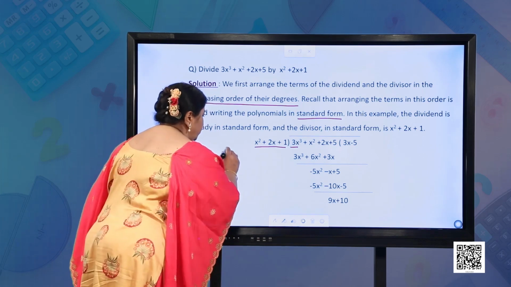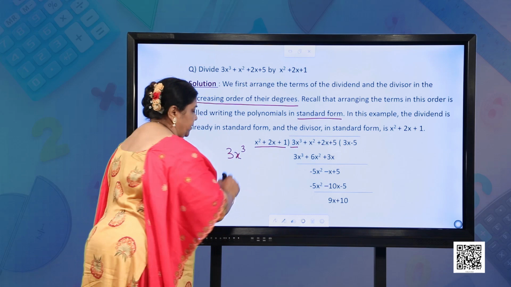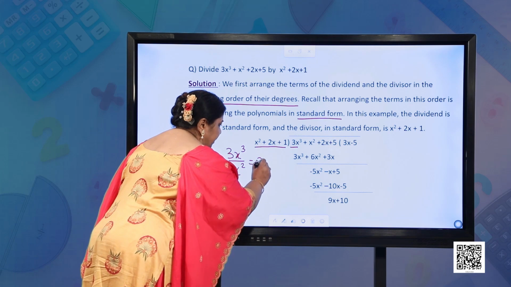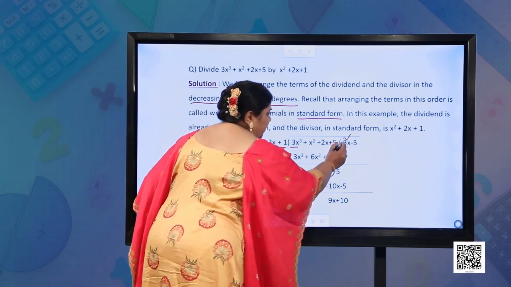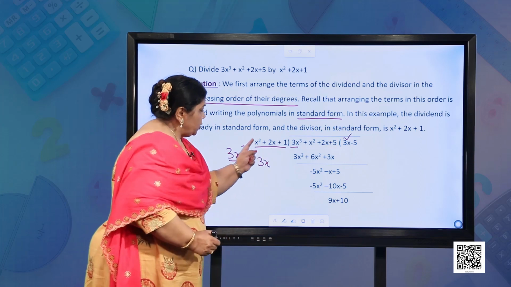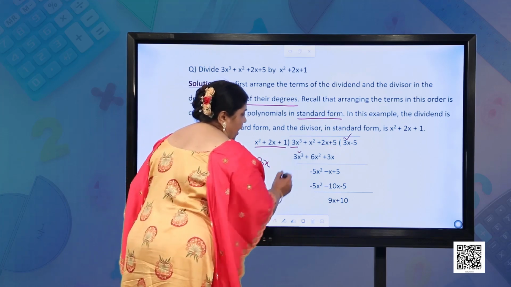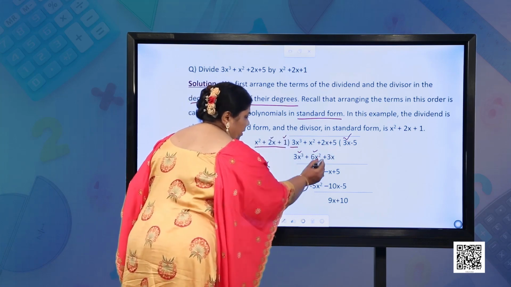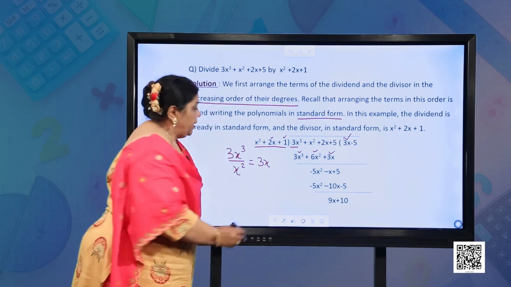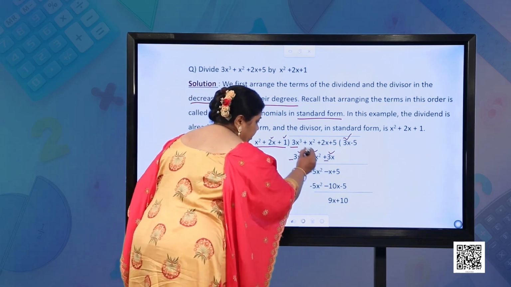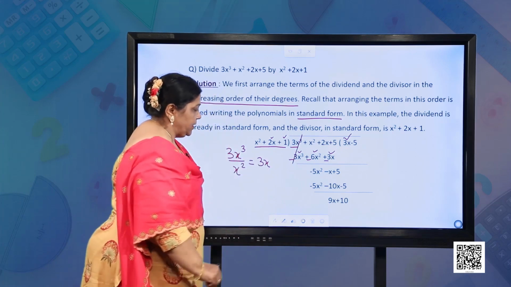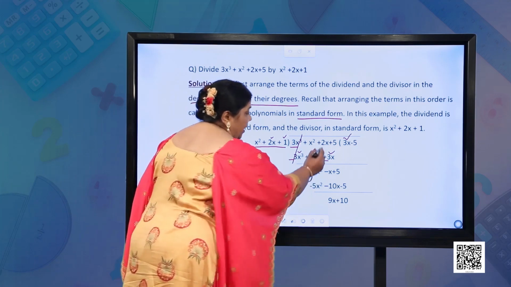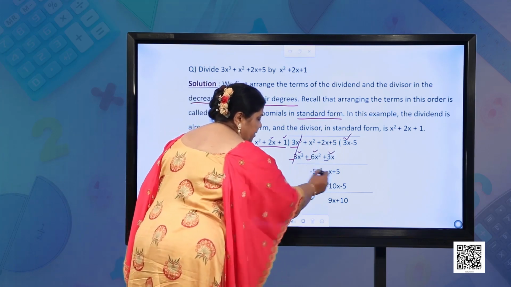How to go about for the division process? We will take 3x cube and divide by x square. So, I am left with 3x. So, I will multiply by 3x. 3x into x square will give me 3x cube and 3x into 2x will give me 6x square and 3x into 1 will give me plus 3x, right. Now, when I subtract, all the signs will change and what do you observe? 3x cube minus 3x cube gets cancelled, x square minus 6x square will give me minus 5x square and 2x minus 3x will give me minus x plus 5.